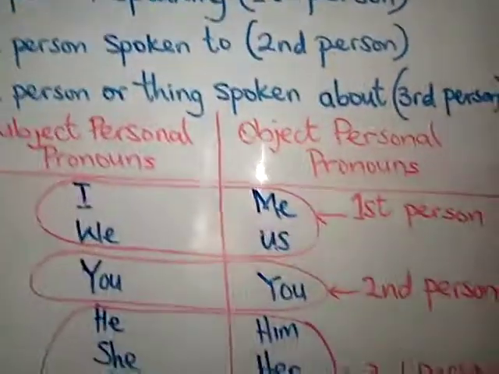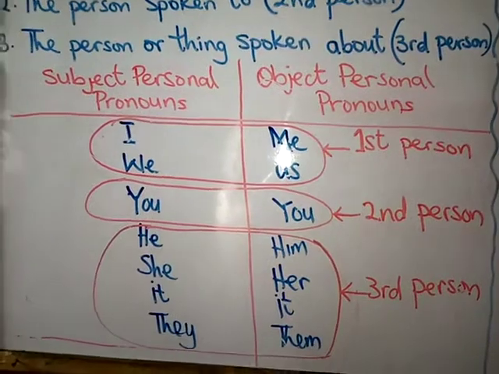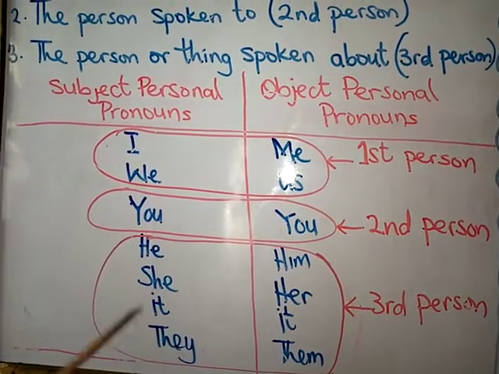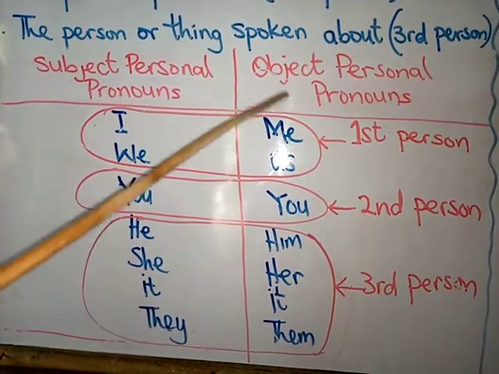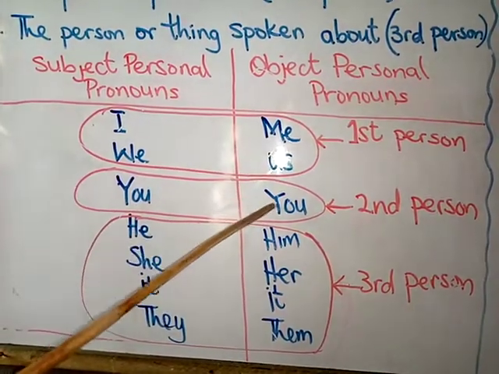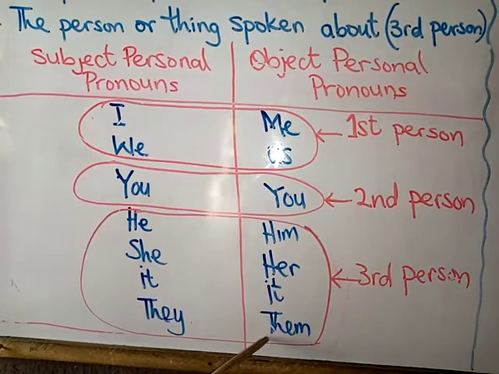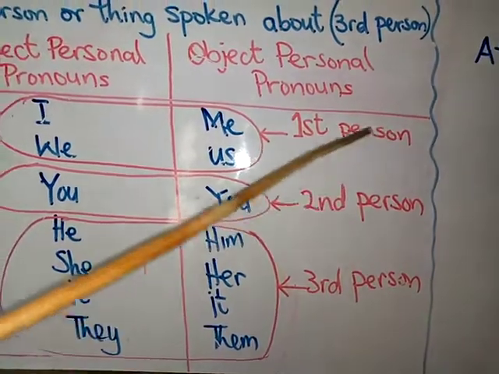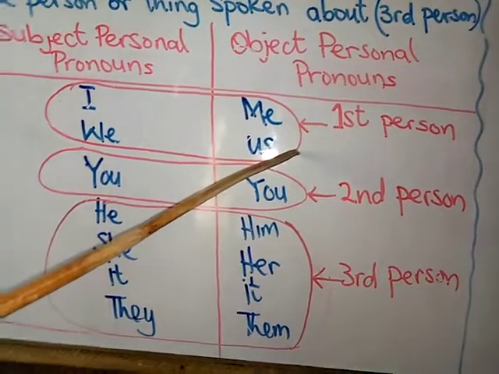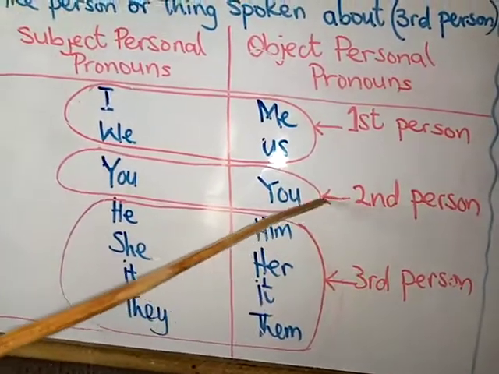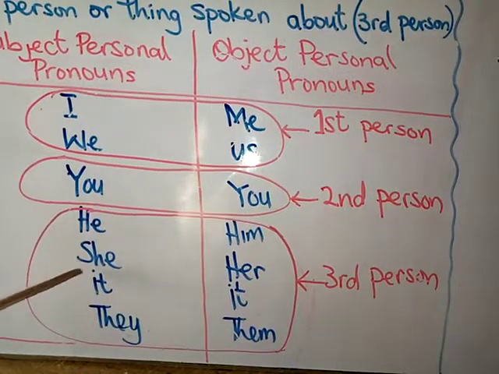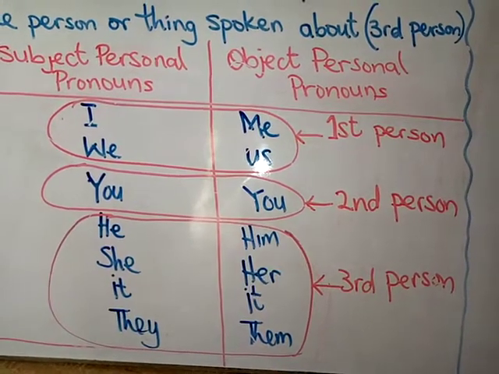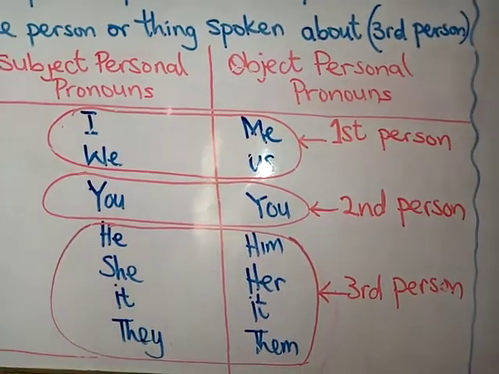Subject personal pronouns are I, we, you, he, she, it, and they. Object personal pronouns are me, us, you, him, her, it, them. So I, we, me, us are all first person personal pronouns. You is the second person personal pronoun. He, she, it, they, him, her, it, them are all third person personal pronouns. Thank you very much. Let us go to the classwork once again.